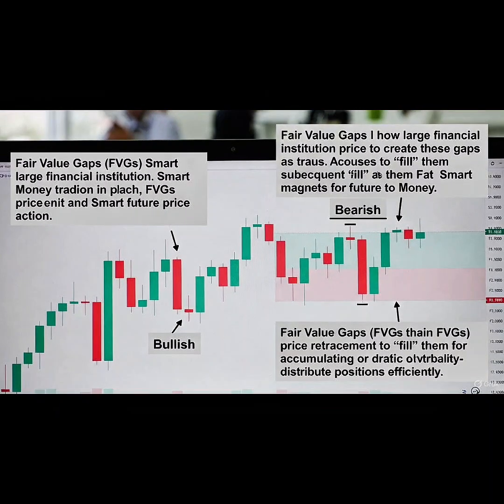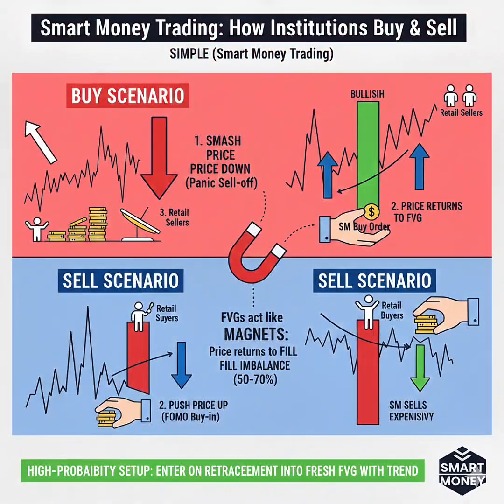FVGs act like magnets. Price tends to return to them at least 50 to 70% of the time to mitigate or fill the imbalance. Once filled, the original trend often resumes with strength. This gives us high probability setups. Wait for price to retrace into a fresh FVG in the direction of the trend, then enter with tight stops.